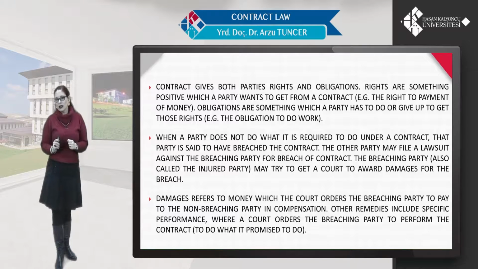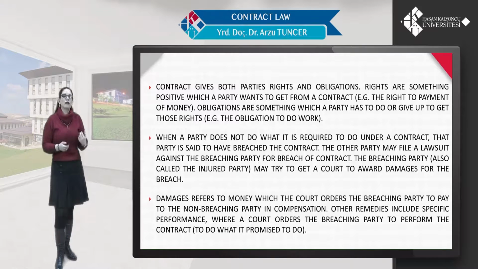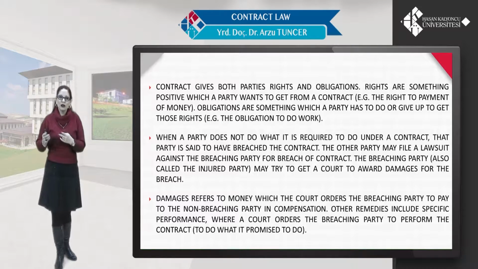The other party in this issue may file a lawsuit against the breaching party for breach of contract. The injured party may try to get a court to award damages for the breach. Damages refers to money which the court orders the breaching party to pay to the non-breaching party in compensation. Other remedies include specific performance, where a court orders the breaching party to perform the contract, to do what it promised to do.